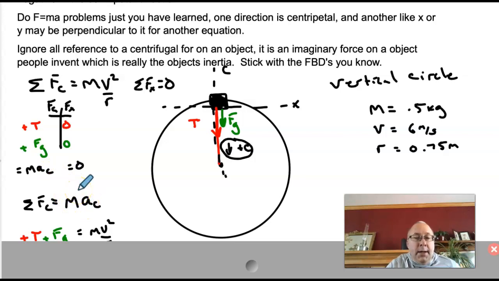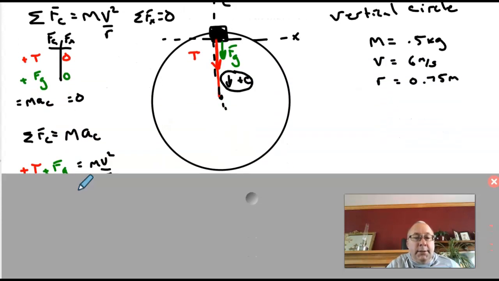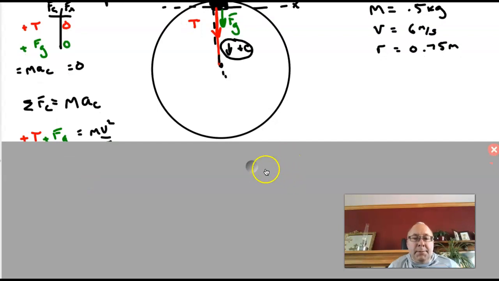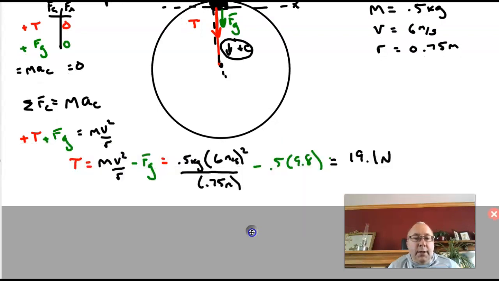So what we're looking for is the tension in the string. It becomes a pretty easy problem once you figure out how to do that. The tension plus gravity would equal mv squared over r. So when we solve for the tension, we're going to have mv squared over r, that's m a_c, minus F_g. Here's your quantities: mass, velocity squared over the radius, minus a half times g. That would give us a tension in the string of 19.1 newtons.